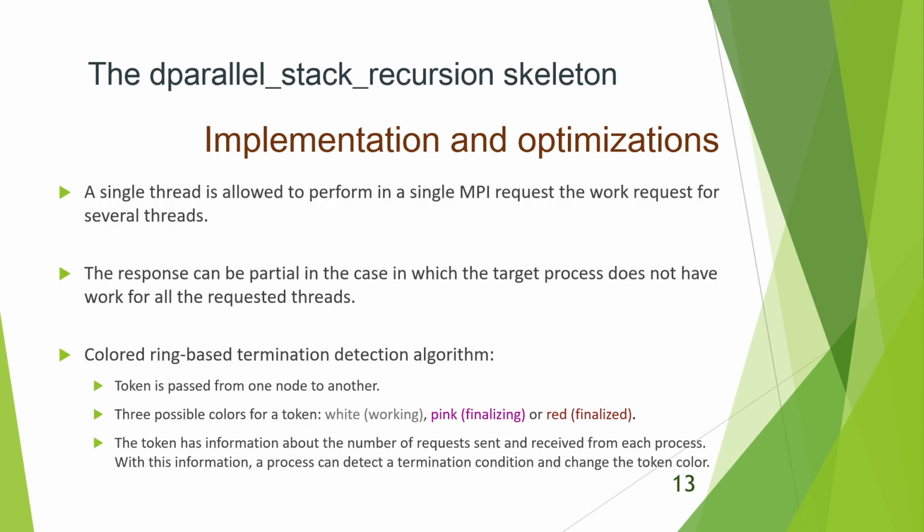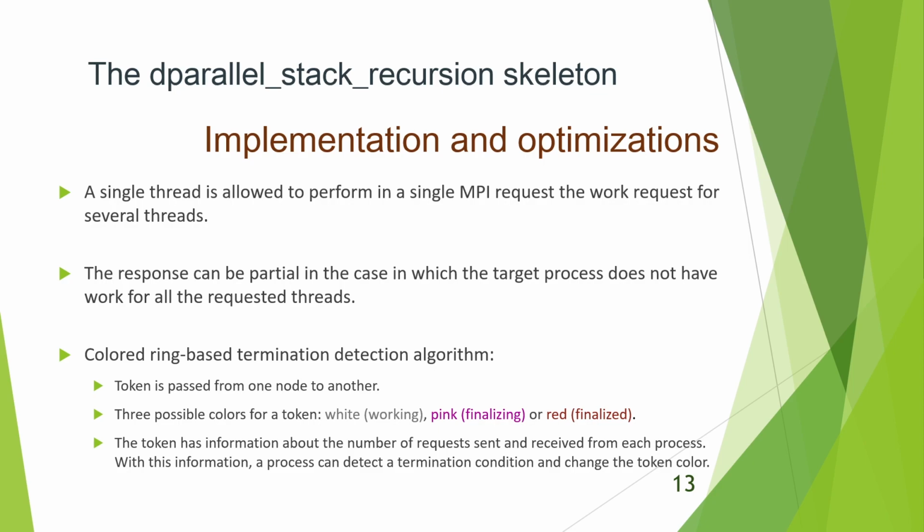All the threads of a process periodically check if there are any pending requests. If so, the thread will try to gather the requested work, checking its own stack and also the stacks of the other threads in the same process. This work will be sent as a response. The response can be partial, if less work than requested is found. If there is no work available, the answer will be negative, and the thread that made the request will have to try to steal from another process.